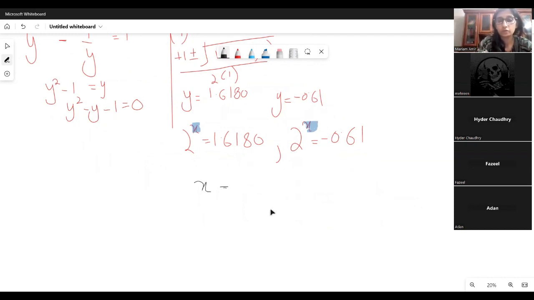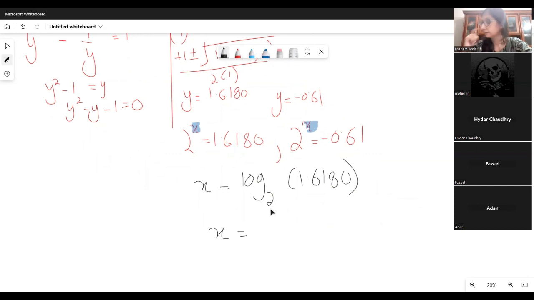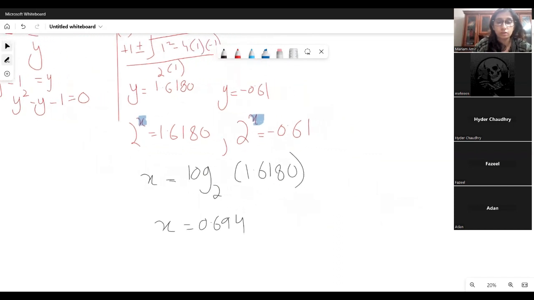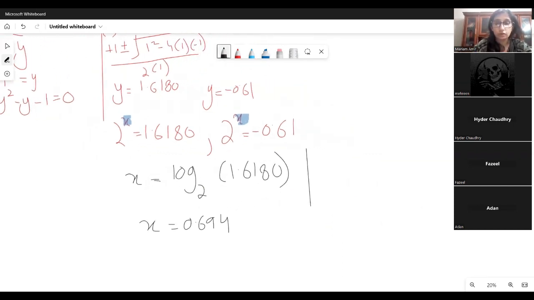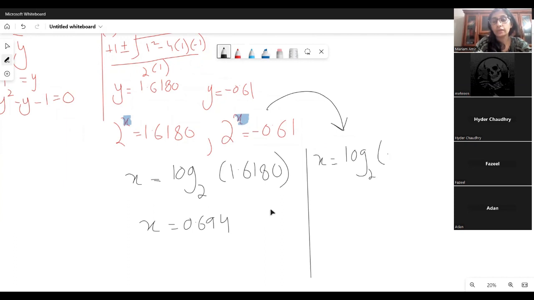So x is equals to log base 2 1.6180 और इसका आंसर है 0.694. And for the second solution, for the second equation, we'll get no solution. Because when you send 2 to the other side, it becomes log base 2 of a negative number. So not possible. There are no solutions.